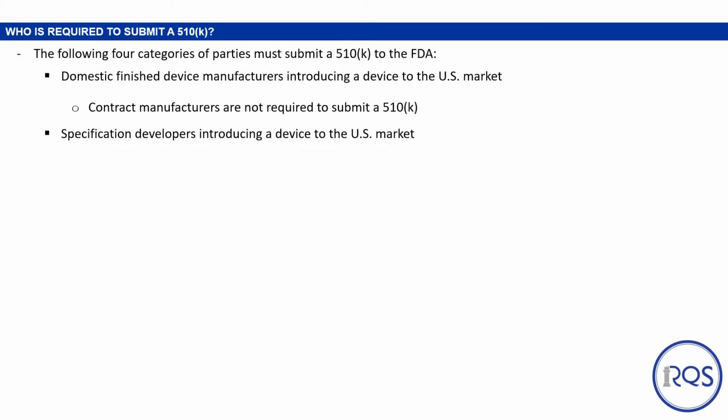Next, we have specification developers introducing a device to the U.S. market. A specification developer develops the specifications for a finished device but has the device manufactured under contract by another firm or entity, such as a contract manufacturer. The specification developer submits the 510K and not the contract manufacturer.